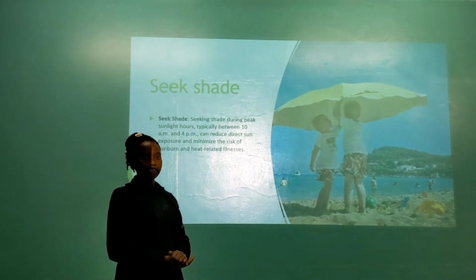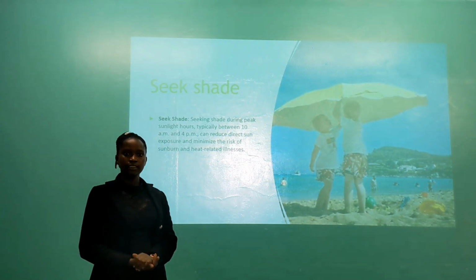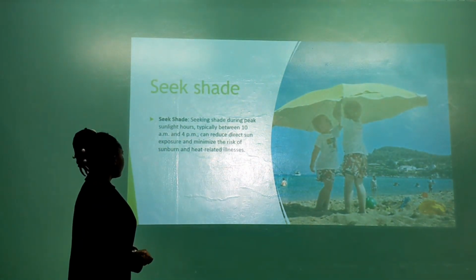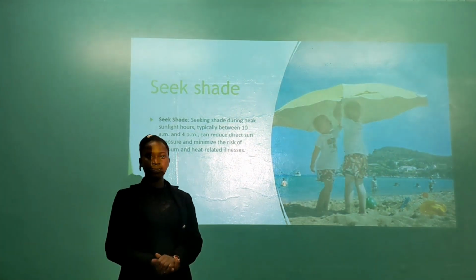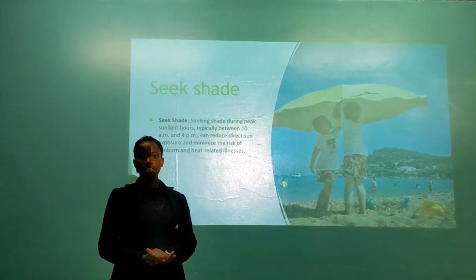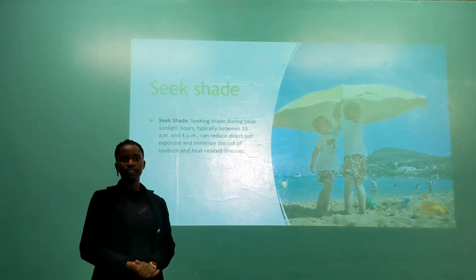During the peak sunlight hours, typically 10 a.m. and 4 p.m., can reduce direct sunlight exposure and minimize the risk of sunburn and heat-related illness.